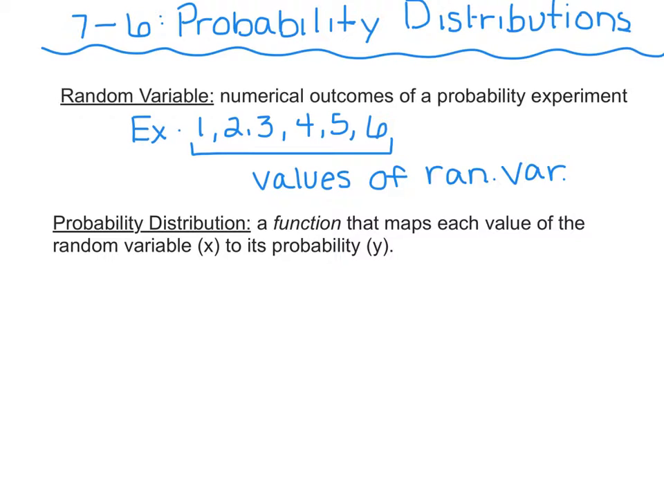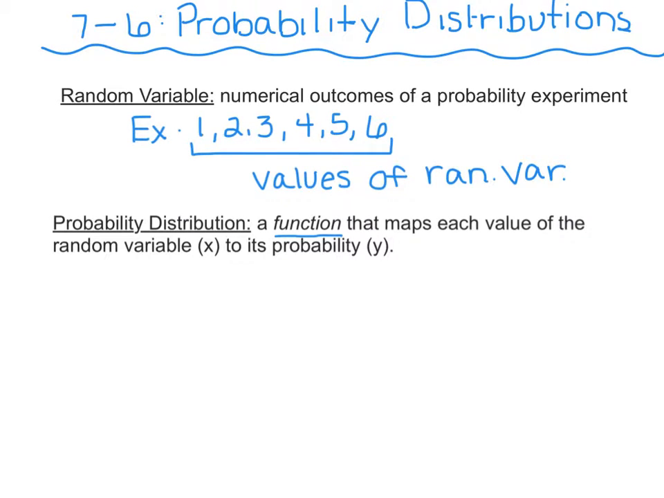So a probability distribution is a function, and there's your algebra throwback. We're back in the land of functions that maps each value of the random variable, and remember that's like these up here. It treats these like the x's and then pairs each one up with its probability.